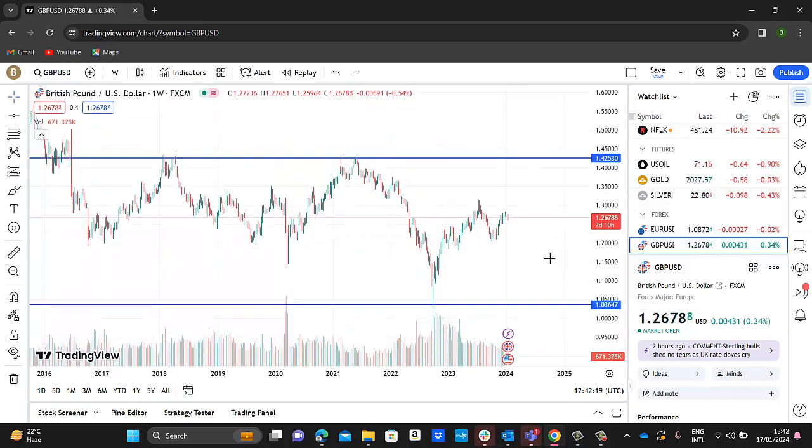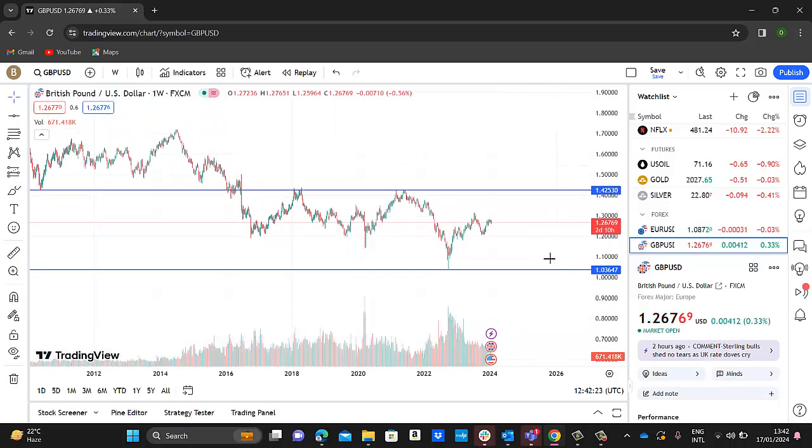I'll be analyzing GBPUSD, right? And I'll be doing a top-down analysis. So I'll be starting from the weekly time frame, right? On my screen now you can see that I already mapped out my recent high and my recent low.